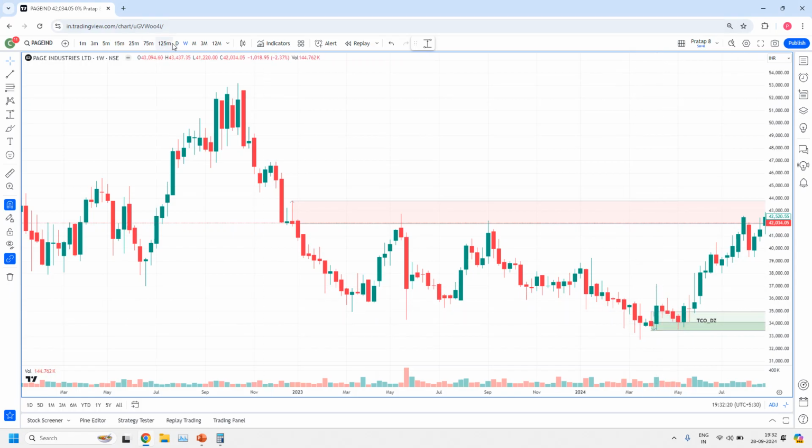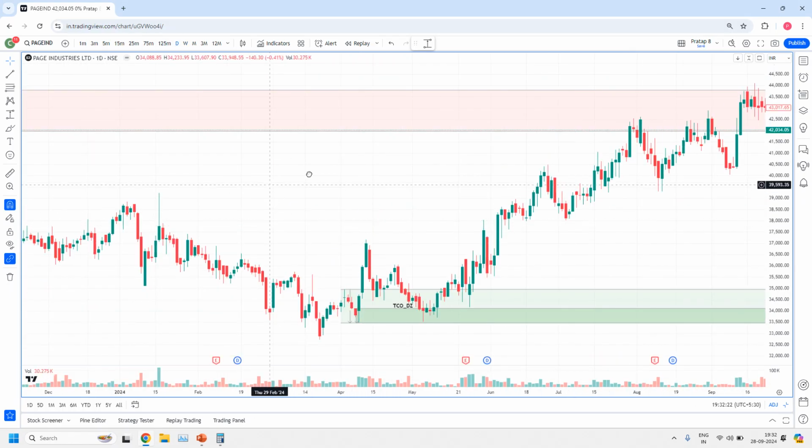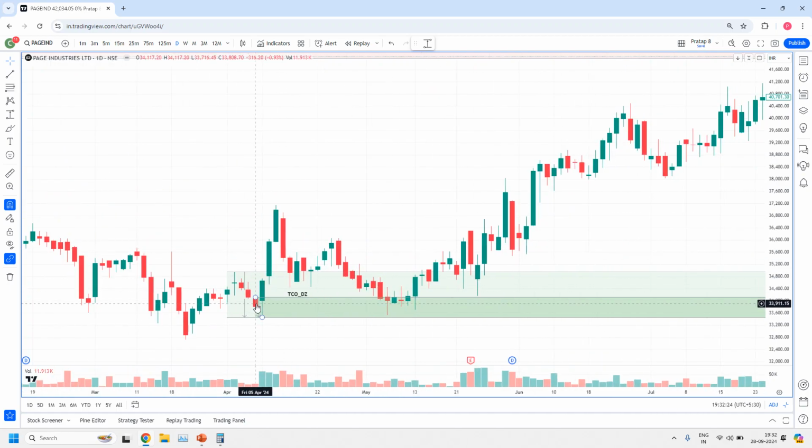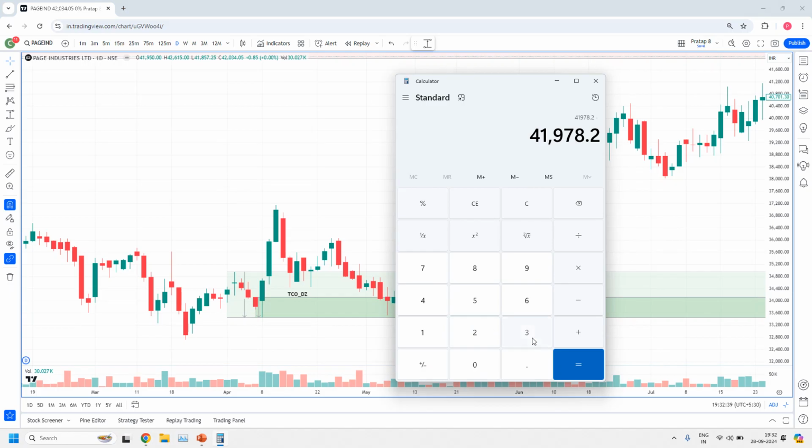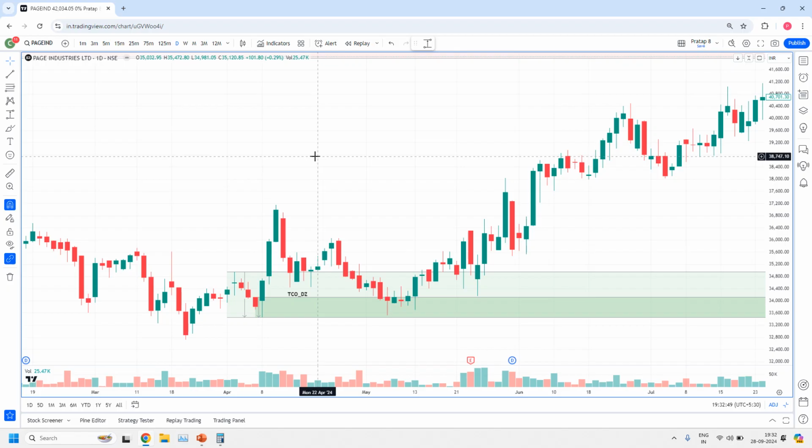Let us assume the fine-tuned daily is your entry. Here you would have taken, so the open of this candle is your entry. That is 34,117.20. You would have got 7,861 rupees on one share.